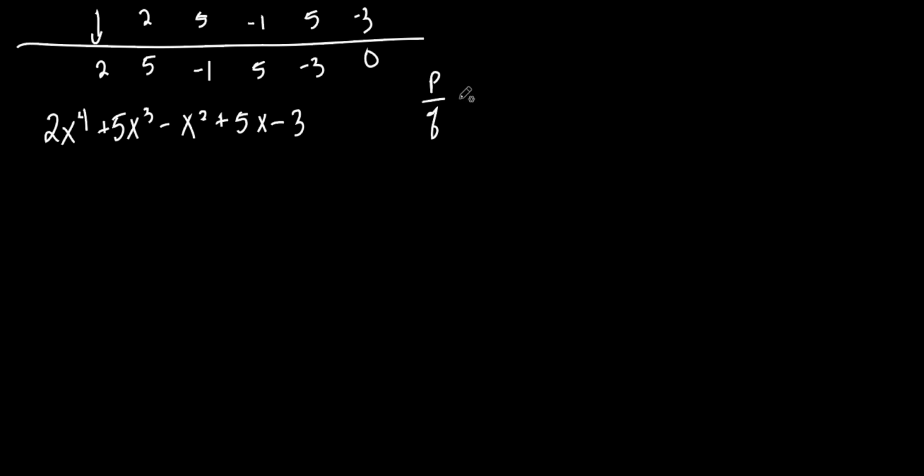So what is the p? Plus or minus 1 and 3. And then the q, plus or minus 1 and 2. So what's my p over q? It's 1, it's 3, it's 1/2, and it's 3/2. Plus or minus, of course. Because sometimes the positive doesn't work. Sometimes you have to go to the negative. So we're using plus or minus for all of these.